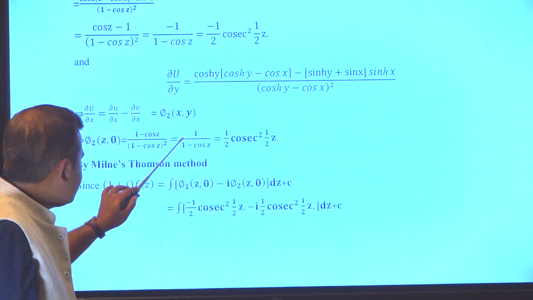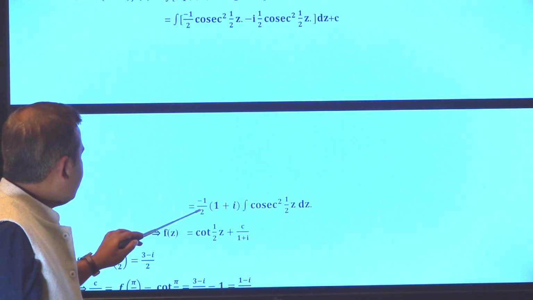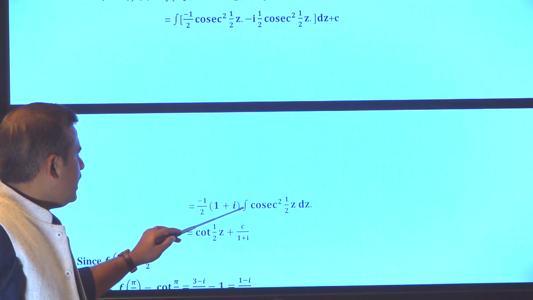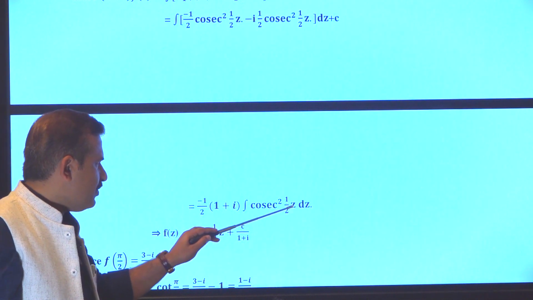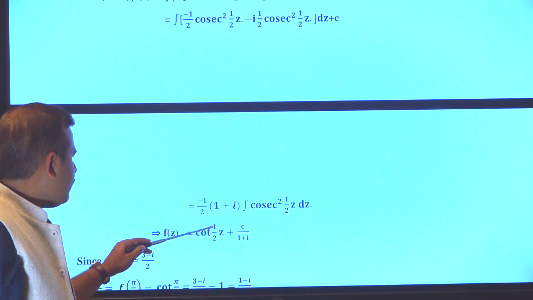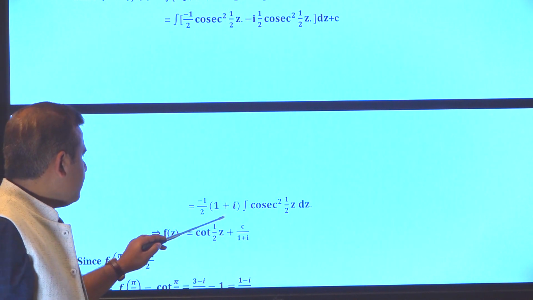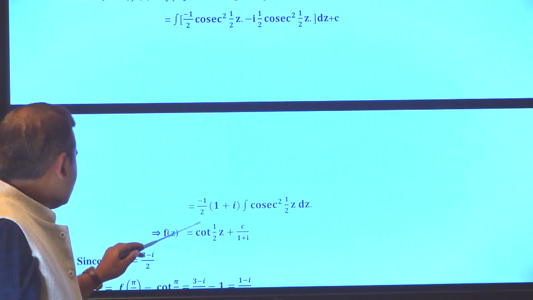And by using the Milne-Thomson method, we substitute the result and find minus half of 1 plus i, integration of cosec square half of z dz, and the integration of this result becomes cot z by 2 plus c, divided by 1 plus i. So f(z) is equal to this one.